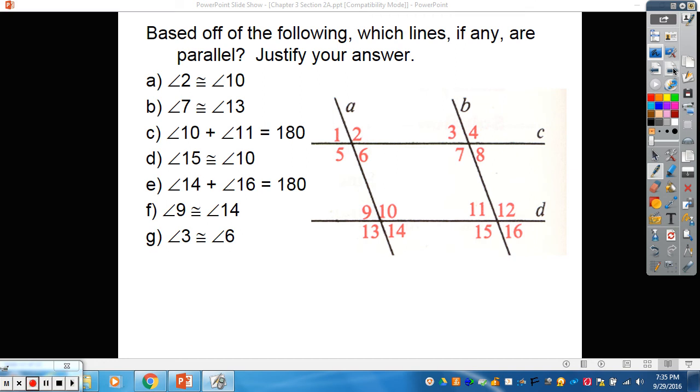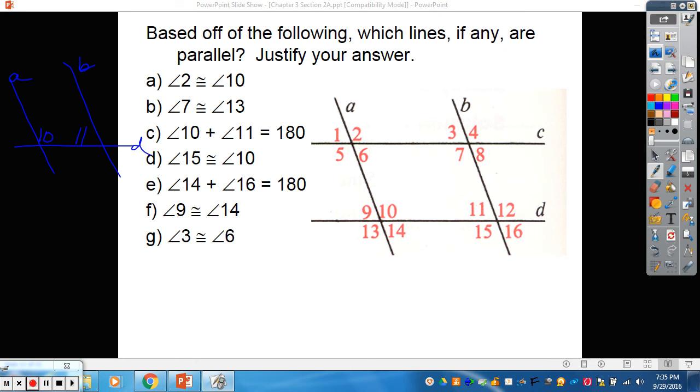Letter C, angles 10 and 11 are supplementary. All right, well, let's look at those two. 10 is here, 11 is there. Now, here's A, B, and D.